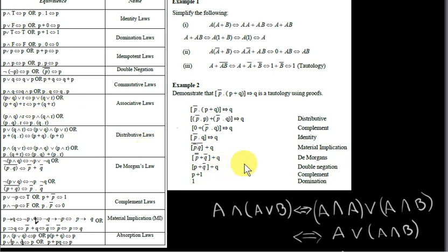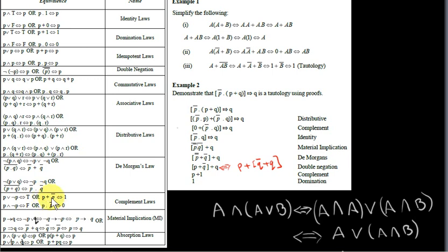So what we do here is we shift the brackets so that this is equivalent to P plus Q bar plus Q. So we have two similar looking propositions coming together here, not Q and Q. We see that as one of the complement laws.